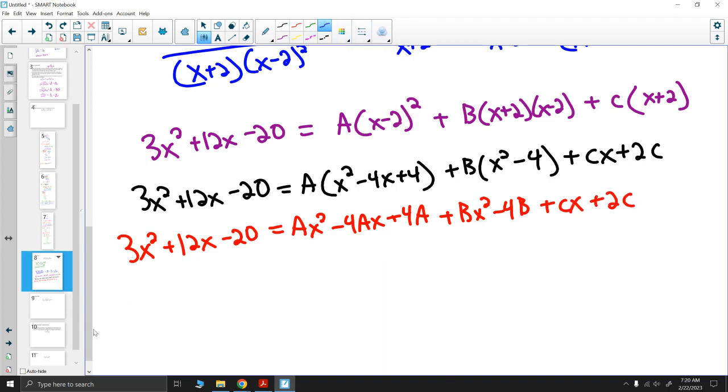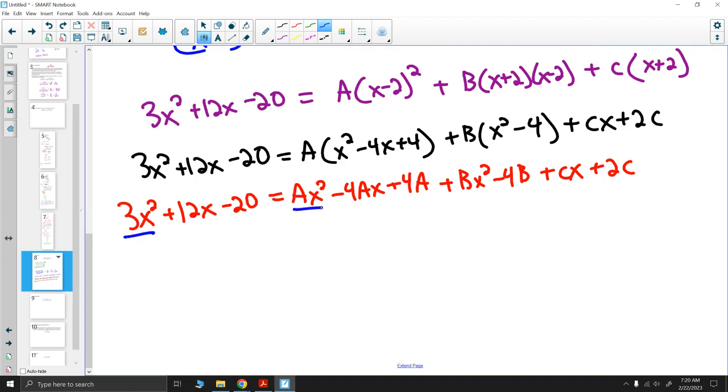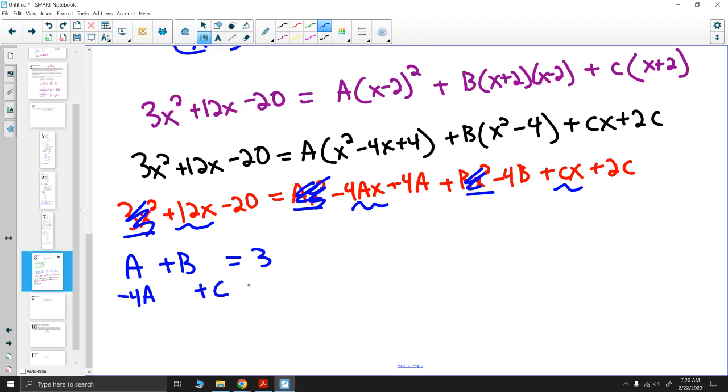Okay, so taking a look at our x squareds, here, here, here, we have a plus b equals 3. Get rid of our x squareds. Okay, now let's take a look at x. X and x, I think that's it here. Okay, so negative 4a plus c equals 12. Take care of our x's, they're gone. All right, now our constants, we have negative 20 plus 4a, so that's going to be equals negative 20.